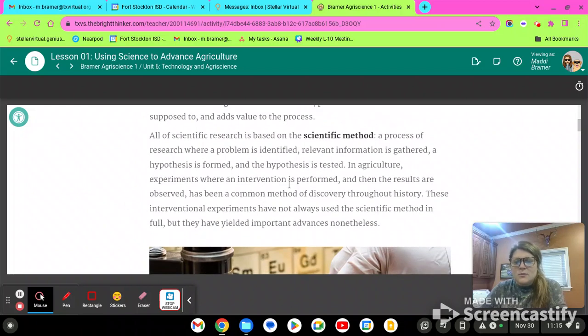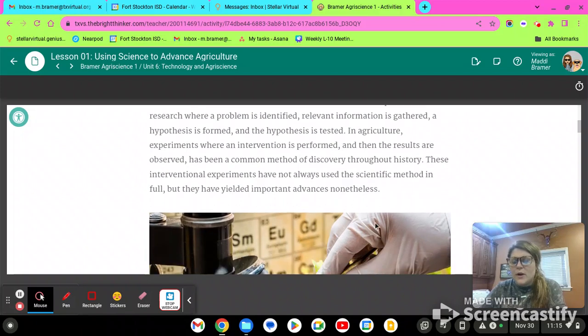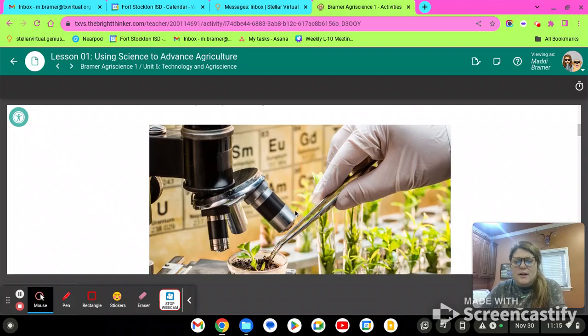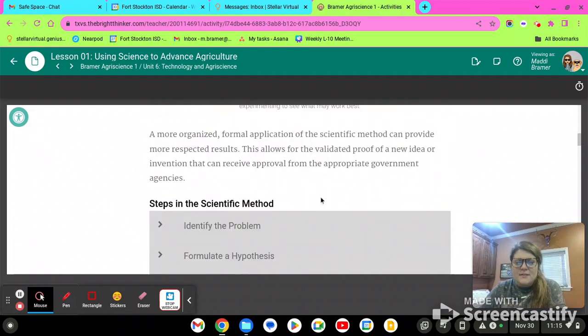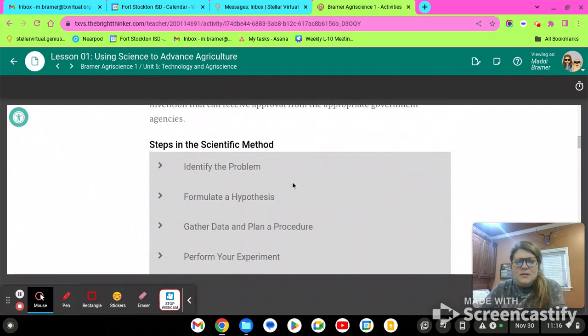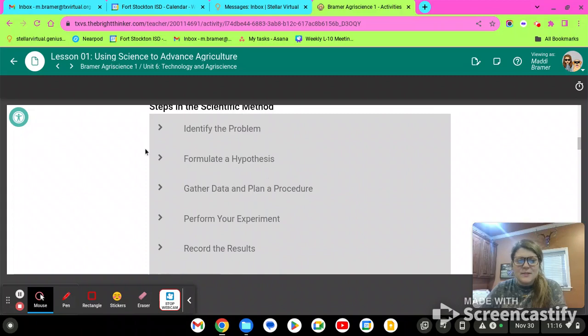Experiments. This is where we find new ways, new yields, new crops, all of these sorts of things. So they're very important to use a scientific method in agriculture, in ag science. So here's the steps in the scientific method. You should know this from all of your science classes, but this is a good review, and I can guarantee you'll see these on some quiz questions.